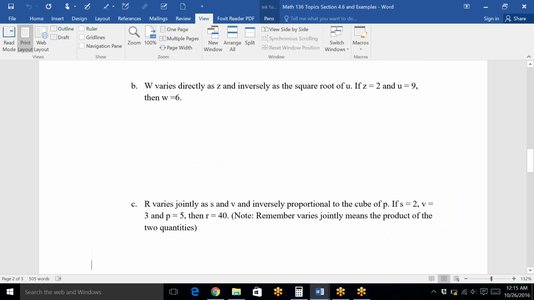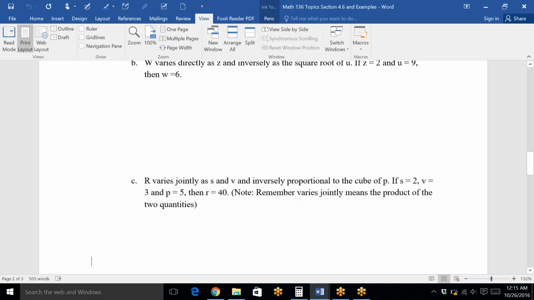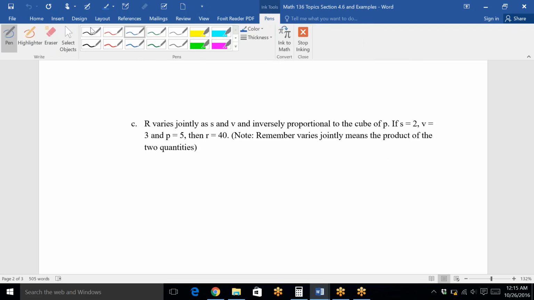And we're going to be solving for that k and then writing the general formula. So we did a couple of these in class. We did A and B from number 1, so we're going to look at C. And let me get my pen.